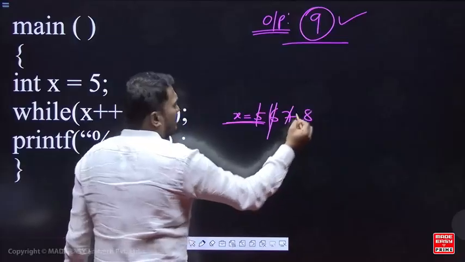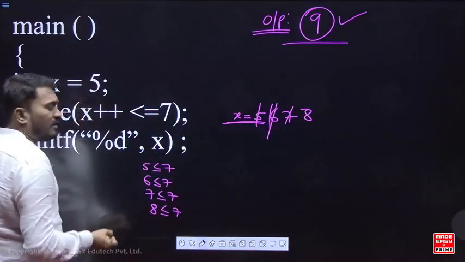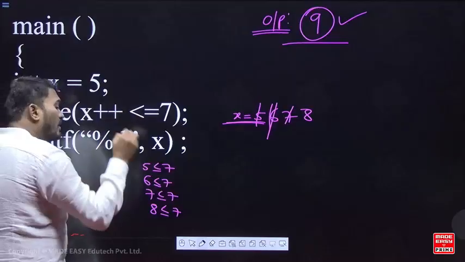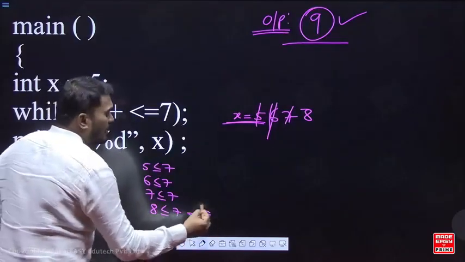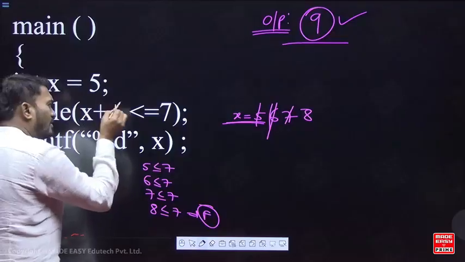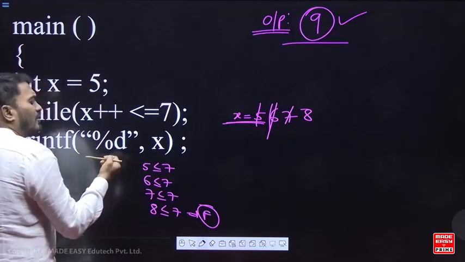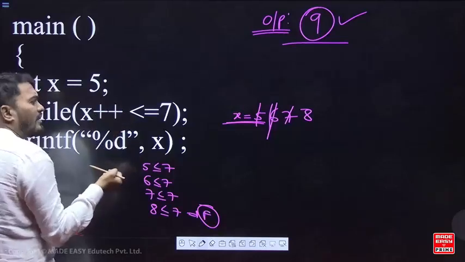So that becomes 8. And now you compare with 8. 8 less than or equal to 7, true or false? Now this is false. If you compare with 8 it is false, so it will come out of the while loop.